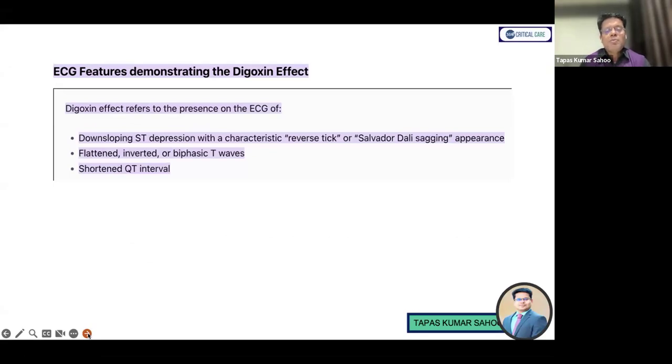So that doesn't mean that you have to treat that. That is the difference between digoxin toxicity and digoxin effects. If you are getting a downsloping ST depression with a characteristic reverse tick or hockey stick pattern on somebody, you can see Salvador Dali sagging. I would show you the picture. It's a typical digoxin effect on the ECG, with flattened, inverted or biphasic T wave and shortened QT interval. So these are some of the digoxin effects on the ECG.